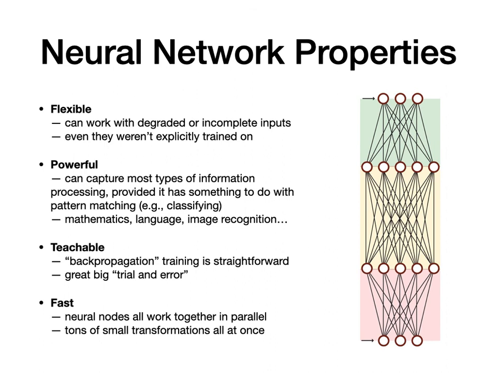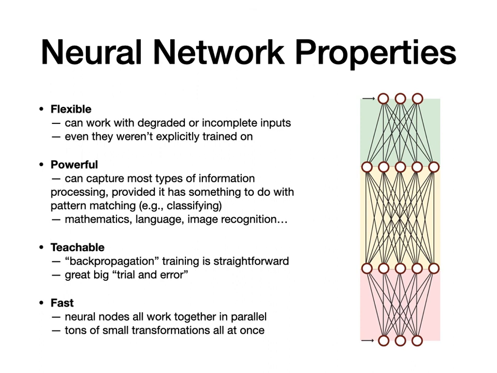First is that they are quite flexible. They can work with degraded and incomplete inputs, even if they weren't trained on something. So say new scenarios where it's trying to capture language it's never heard before, it can do something, right? It doesn't just crash out and die. It does something. They're also really powerful. Like we said, most types of information processing can be captured here in some way or another, provided we are good at giving it patterns to match: math, language, images, we've seen some images stuff.